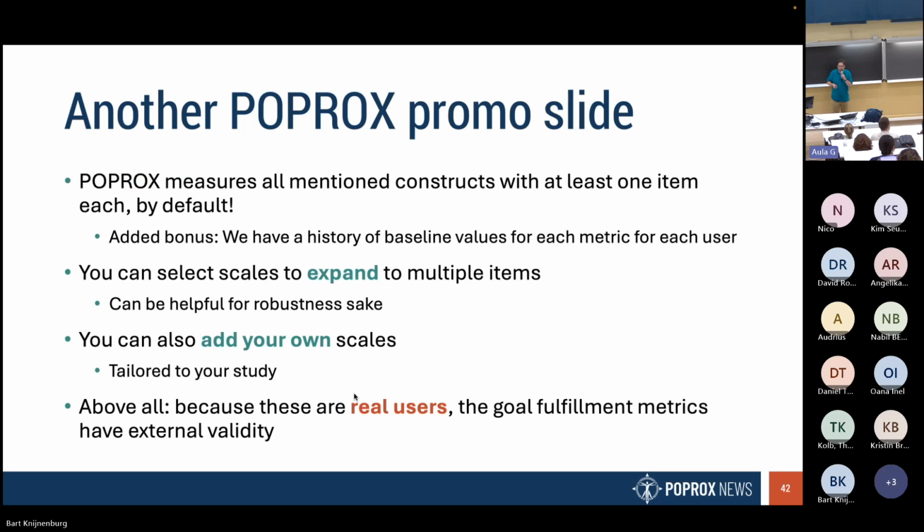In PopRox, we already do all of this. So we already have these metrics in place. People get these questions on a regular basis. We're trying to encourage them to use them. And so if you're running a study with us, you already get these practically for free. If you want to add more, we can talk about it.